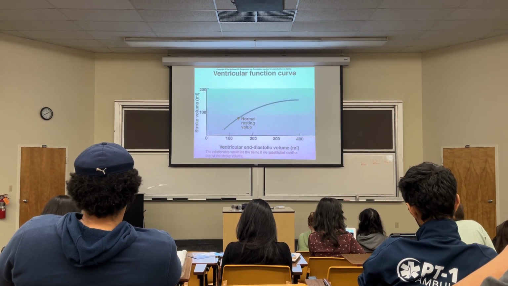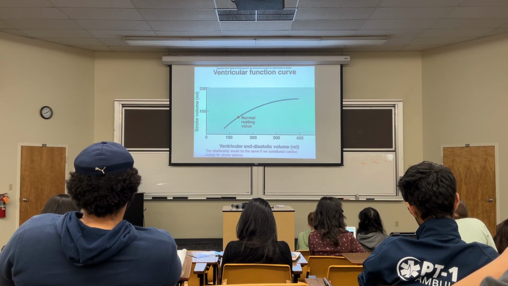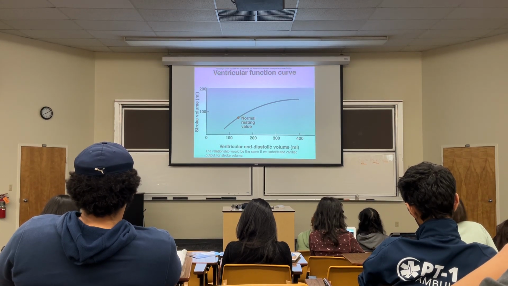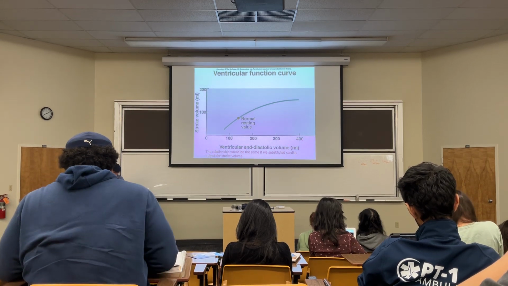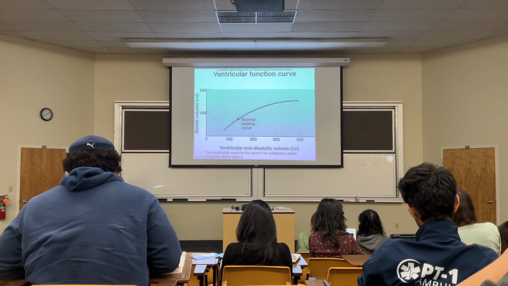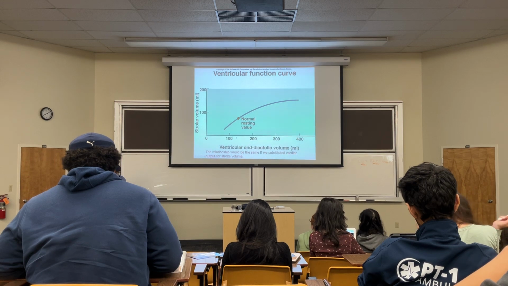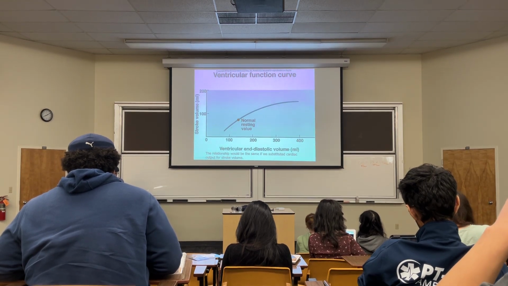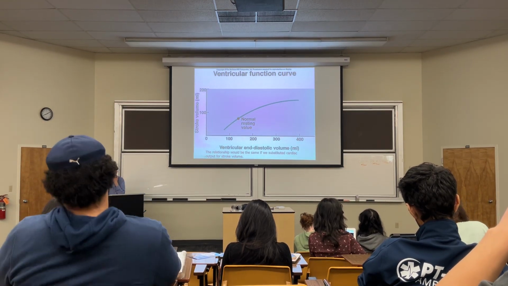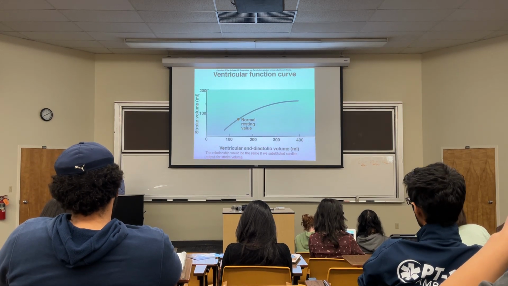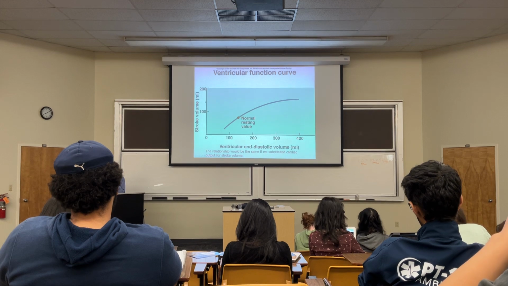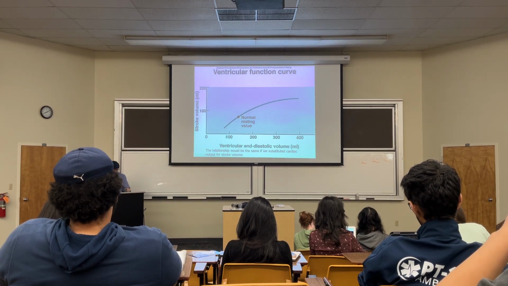This is a ventricular function curve. We have the end diastolic volume on the x-axis. This could also be the cardiac output. Over here it could be the cardiac output. If you increase your end diastolic volume, based on this slope of the line, you could increase your stroke volume, which could increase your cardiac output. Say it again, because I sort of messed that up a little bit.